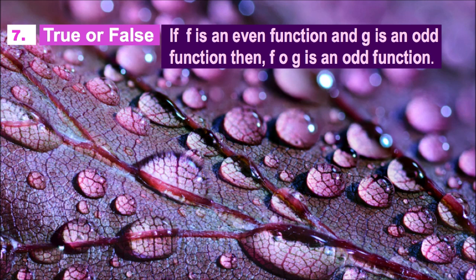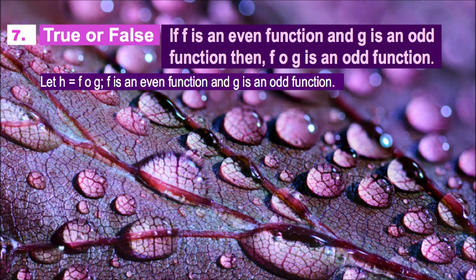True or false? If f is an even function and g is an odd function, then f composed with g is an odd function. Let h equals f composed with g. F is an even function and g is an odd function.